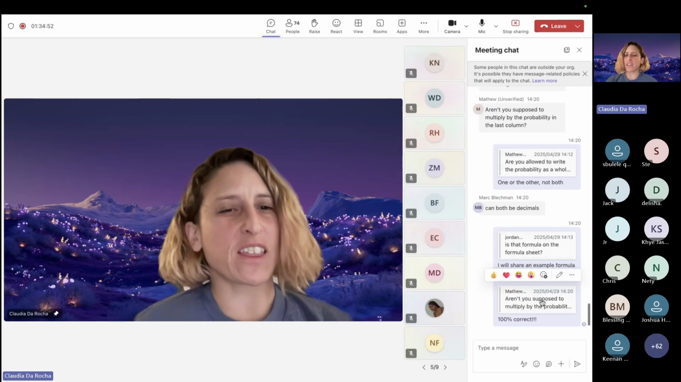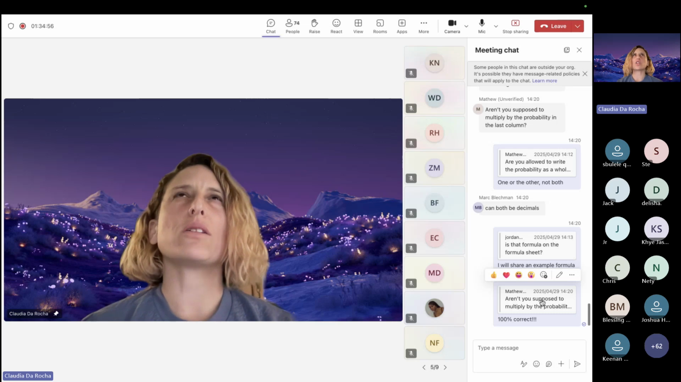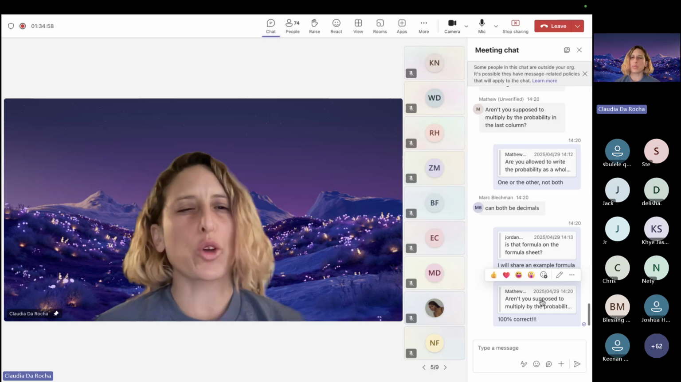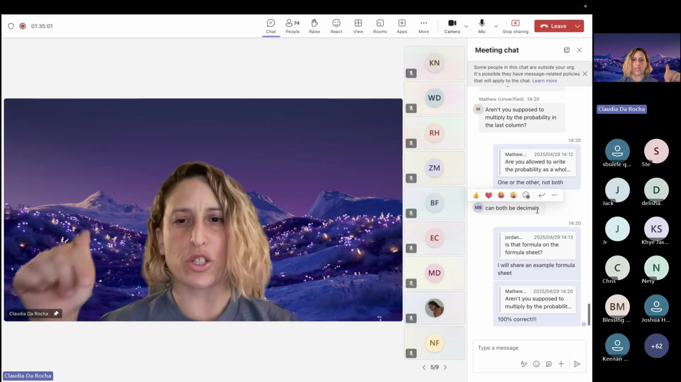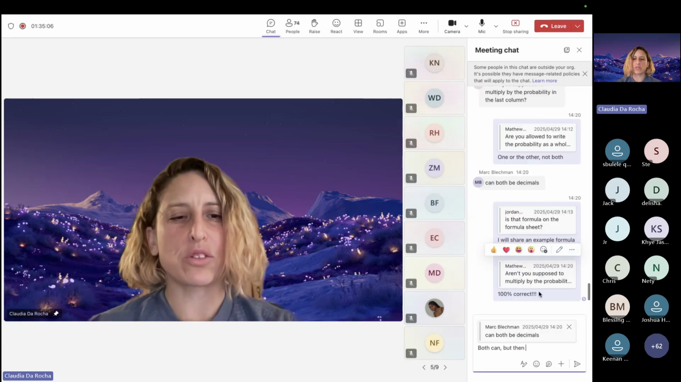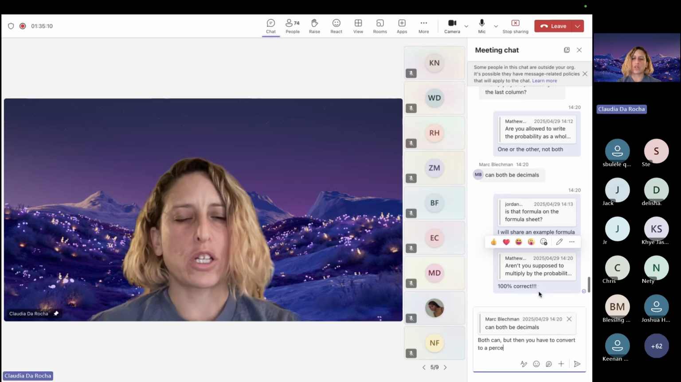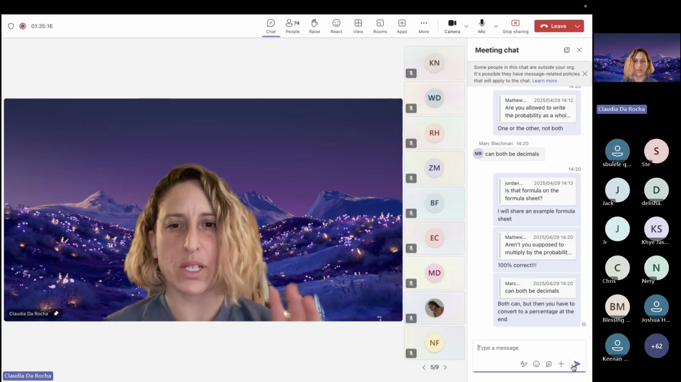Any other questions? Oh, can both be decimals? You can, Mark. The only thing with having both be decimals is that you're going to have to remember to convert your answer into a percentage, so times by 100. So both can be, but then you have to convert to a percentage at the end. I tend to always choose one, so I don't have to worry about that. It's already done for me.